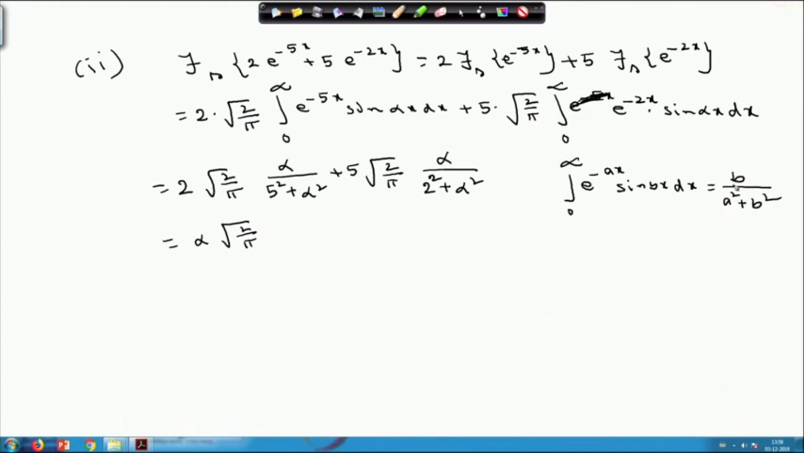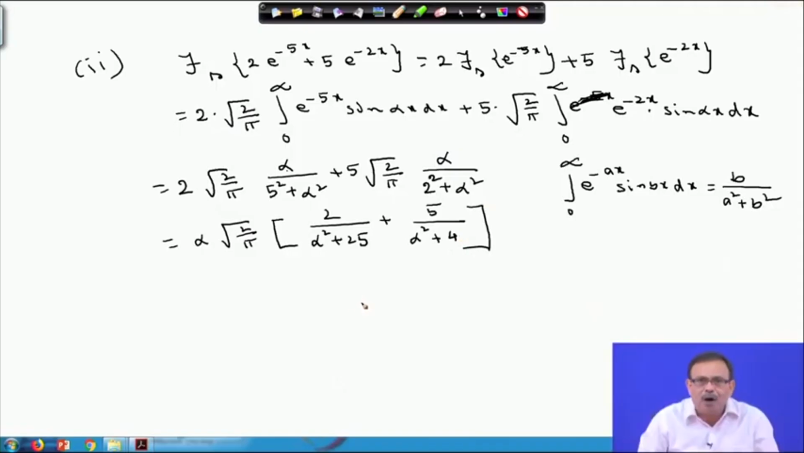here b is alpha. Please note that in the result it was b by a square plus b square, and b is your alpha here. So, I am getting here alpha by 5 square plus alpha square, and here alpha by 2 square plus alpha square. So, by taking alpha common, this will be 2 by alpha square plus 25 plus 5 divided by alpha square plus 4. So, we are obtaining this result.